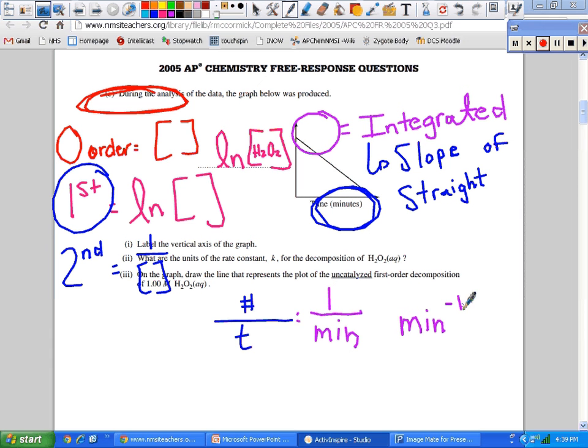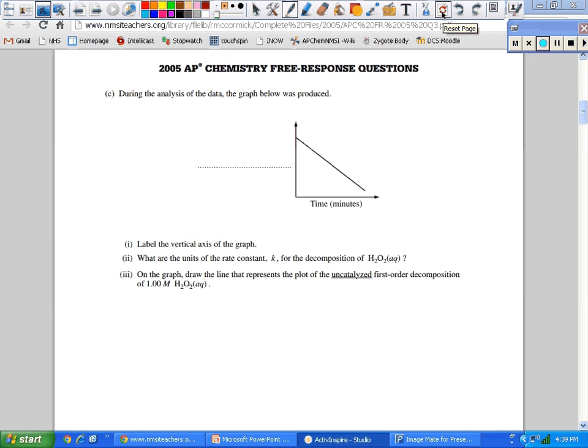On the graph, draw the line that represents the plot of the uncatalyzed. What does a catalyst do? It lowers activation energy and does what? Speeds it up. Well, when we're talking about time, when it's uncatalyzed, what does that mean? It slows down. So what does that mean as far as time? It takes longer. That's it. Does that make sense?